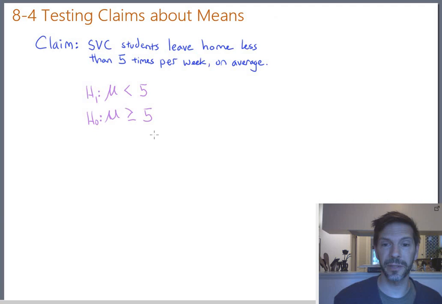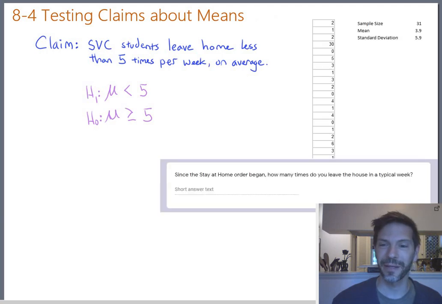And this is the point where you would have to go gather some data. You'd have to ask some SVC students how many times they leave home per week on average during the lockdown. And it just so happens that I gave you a survey earlier in the quarter that asked exactly that: since the stay-at-home order began, how many times did you leave the house on a typical week? Some of the data is here. This is not the full list. But more importantly for us, we need the sample size, which was 31, the mean of all these numbers, which is 3.9, and the standard deviation, which was 5.9.